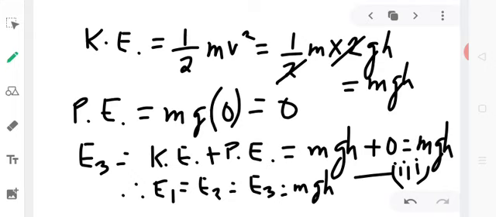Now, this law has been found to be valid in every situation. No violation whatsoever of this law has ever been observed. Hence, what remains constant in our universe is the energy.